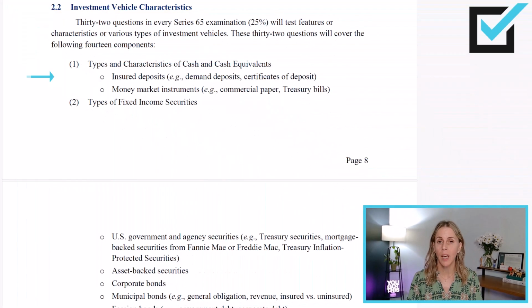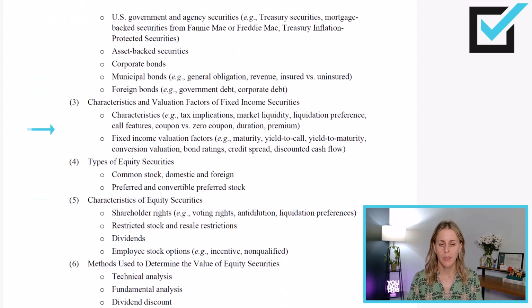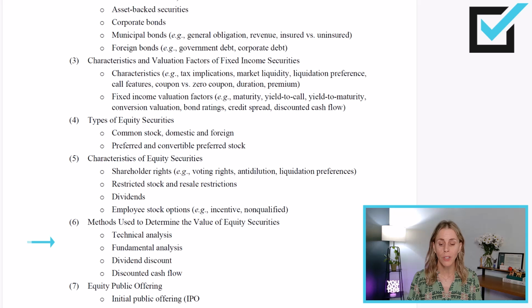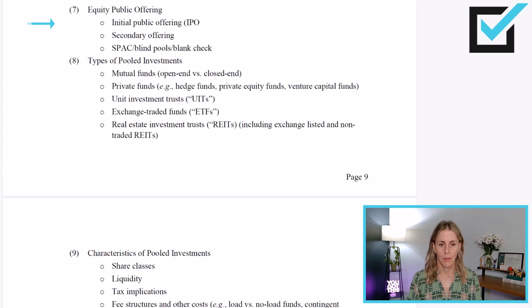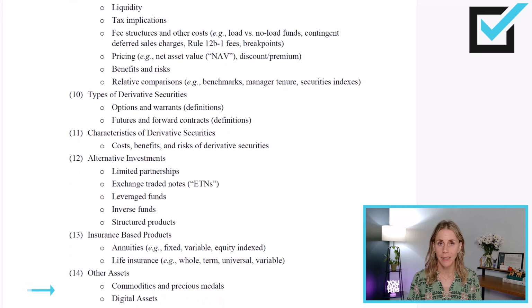Types and characteristics of cash and cash equivalents, types of fixed income securities, characteristics and valuation factors of fixed income securities, types of equity securities, characteristics of equity securities, methods used to determine the value of equity securities, equity public offering, types of pooled investments, characteristics of pooled investments, types of derivative securities, that's options, characteristics of derivative securities, alternative investments, insurance-based products, other assets.